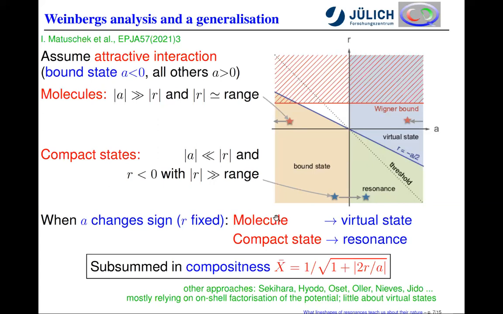So far, this relation that a virtual state is a molecule was always quoted, but to my knowledge, never made contact to the Weinberg criterion. This is provided in this paper. A compact form for the compositeness that actually captures these features, shown in this picture, is that one takes, for the composite, 1 over square root of 1 plus the absolute value of 2r over a, because when a changes sign and r stays with the same sign, otherwise the Weinberg criterion leads to strange results, but putting the absolute value here really captures all those features nicely.